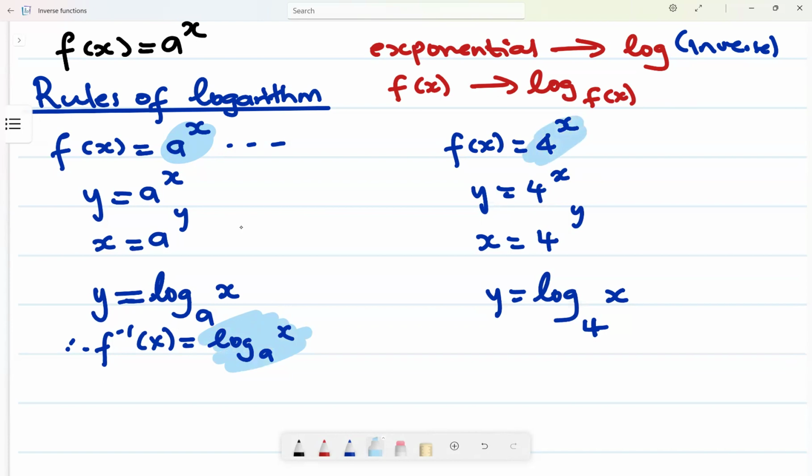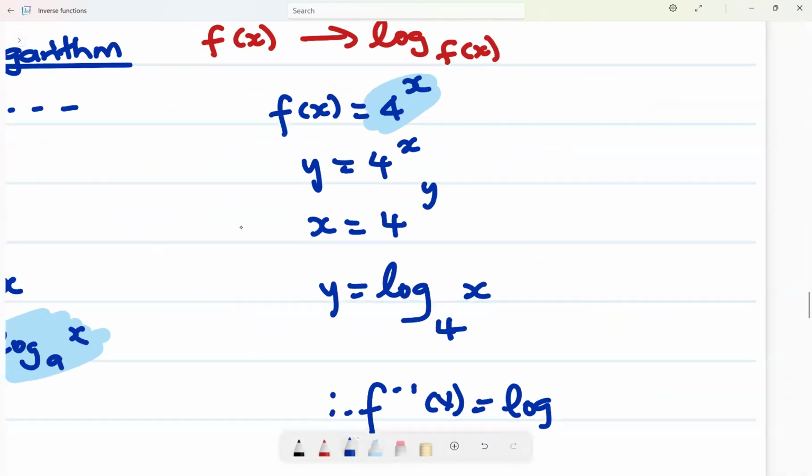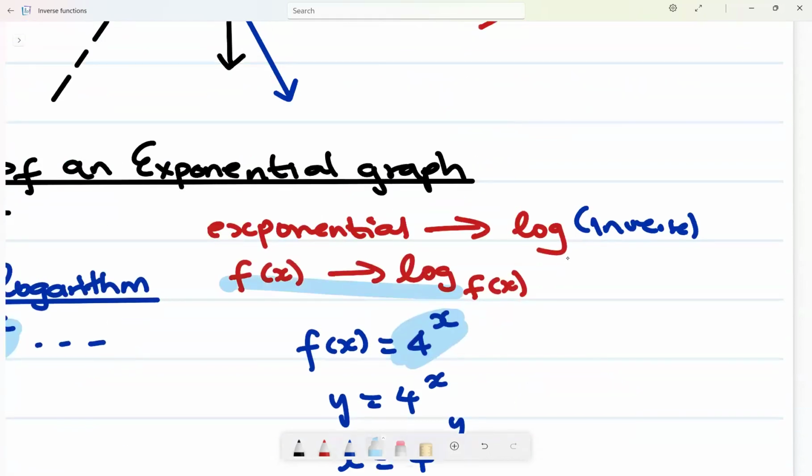Here, what is f of x? F of x is equal to 4 to the power of x. Then what is our inverse? Let me just conclude. Therefore, our inverse is equal to log what? Let me zoom that for us. Log 4 to the power of x. Can you see? F of x was 4 to the power of x, but here it is log of f of x. What is f of x? F of x is 4 to the power of x. Can you see now? This is what I refer to.